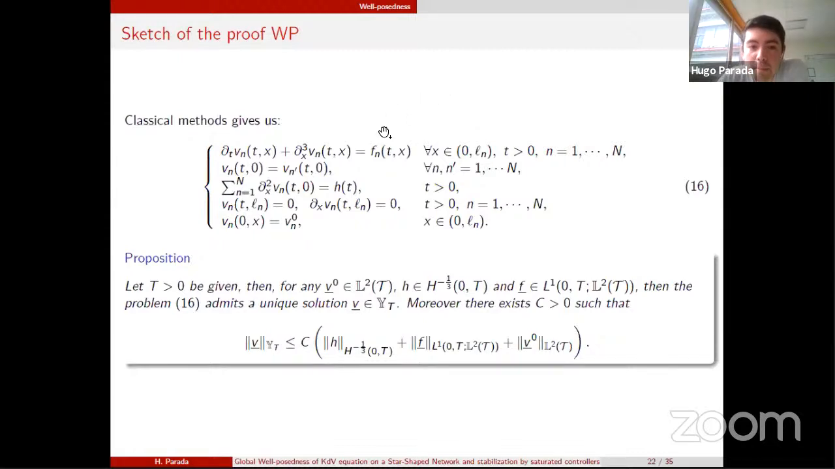Then using some classical method, we can add here a source term and the initial condition, and we have these results: initial condition in L2, control h in power minus 1 divided by 3, f in L1, L2. We have a unique solution of this system in Yt.